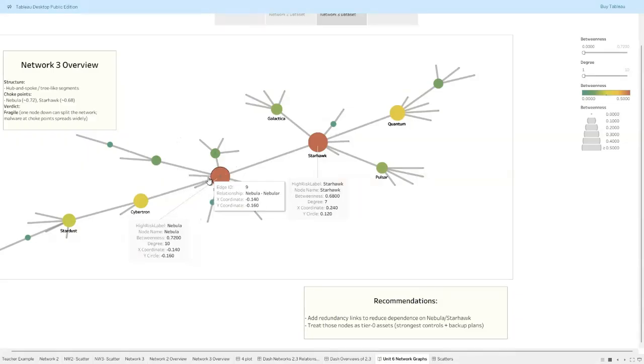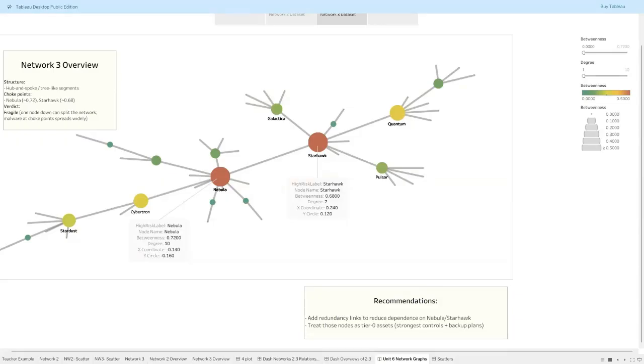In this structure, risk is concentrated into a few choke points. The biggest choke points are Nebula and Starhawk. Their betweenness values are much higher than the rest, so they act like gateways between parts of the network. If one of these nodes is compromised, malware can spread widely because so much traffic can pass through that node.